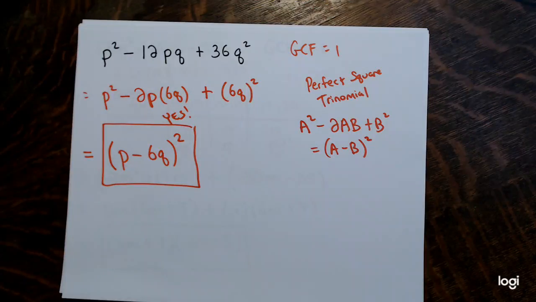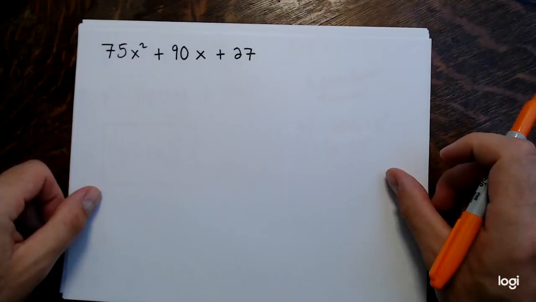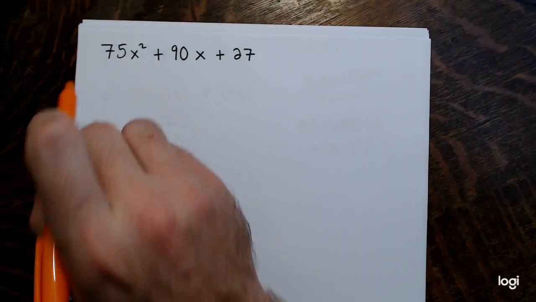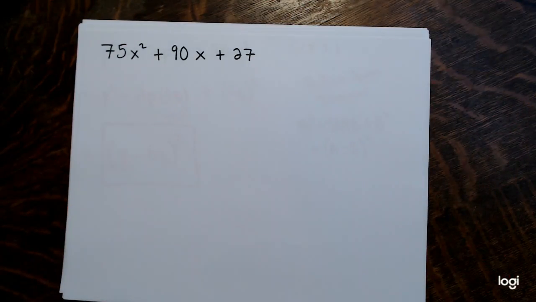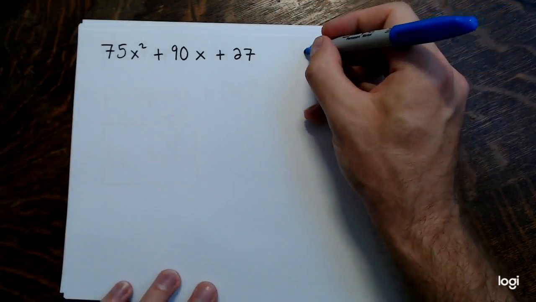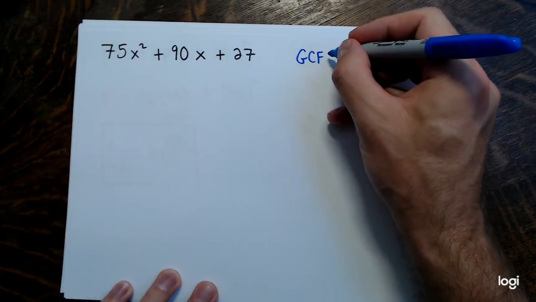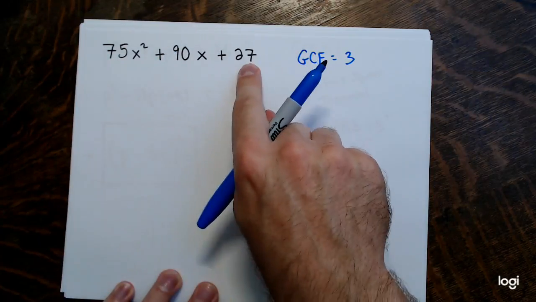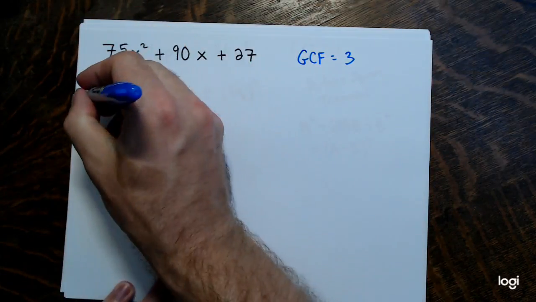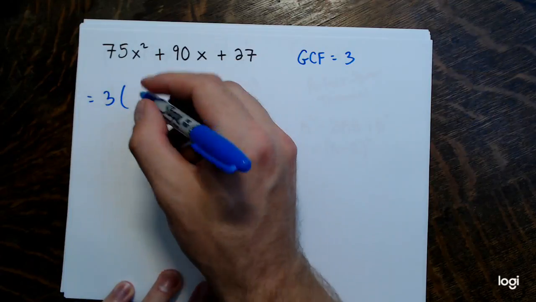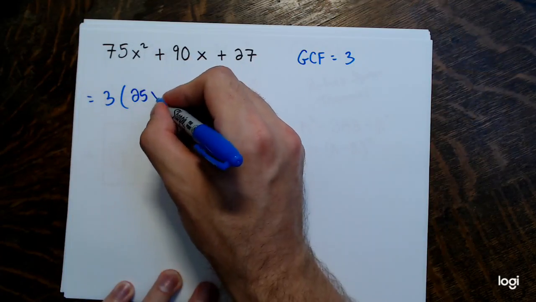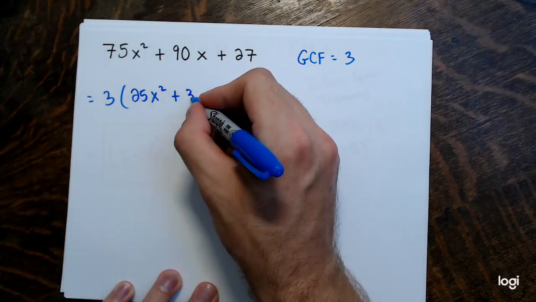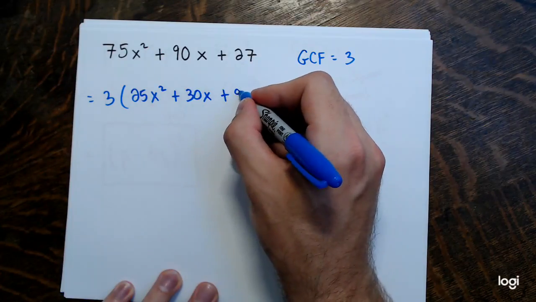All right. So another example where I have 3 terms. 75x squared plus 90x plus 27. Now this time, the greatest common factor is 3, right? This is 3 times 25, this is 3 times 30, this is 3 times 9. So I pull out 3, and what's left over is 25x squared plus 30x plus 9.